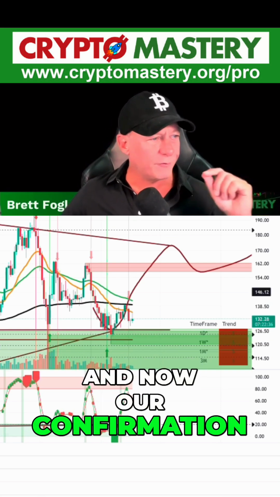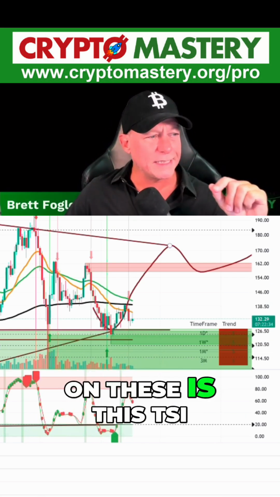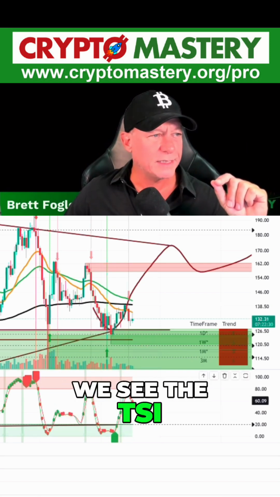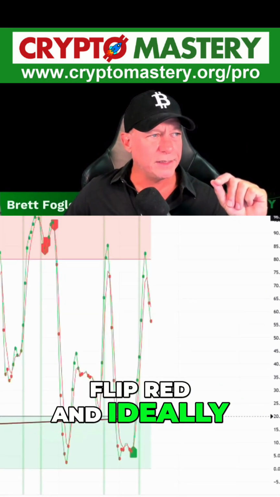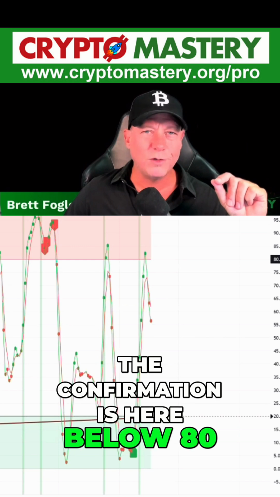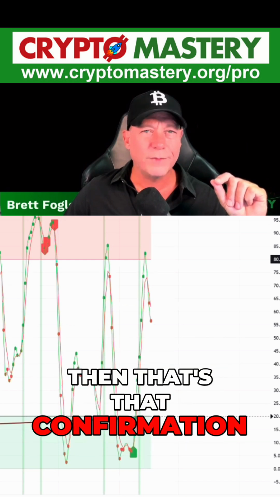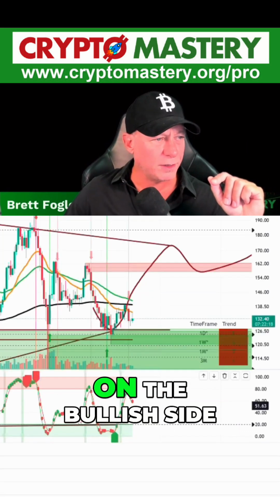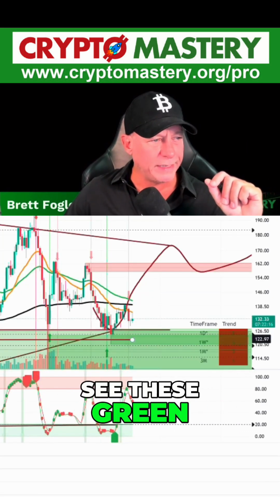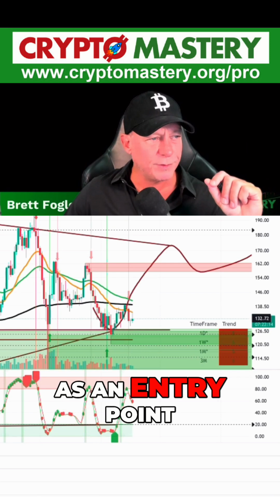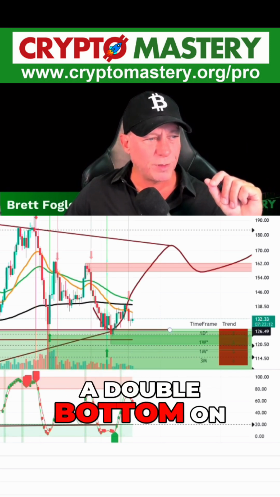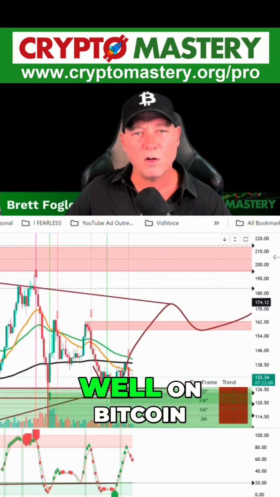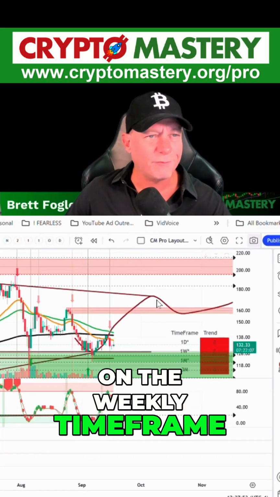And now our confirmation on these is this TSI. So when we see a red arrow and we see the TSI flip red, and ideally the confirmation is here below 80, then that's the confirmation to get out, and we can see that it oscillated down here. Similarly, on the bullish side, when we see these green arrows and the green TSI as an entry point, especially if we see a double bottom on those, because we see the nicest moves there. This has worked very well on Bitcoin on the weekly time frame.